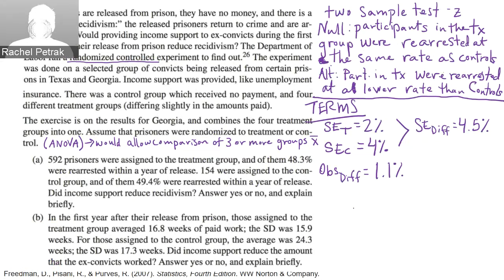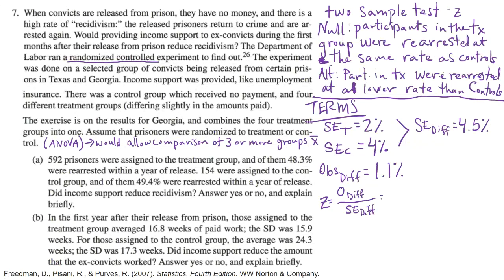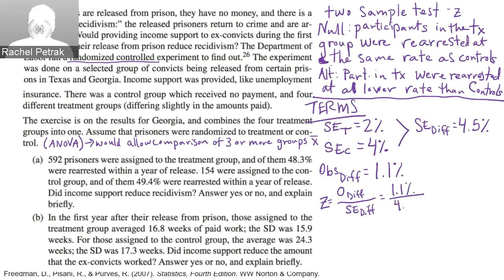So we can see this is very small. It's just a fraction of a standard error, but we can do our formal test anyway and see that our observed difference over our standard error of the difference, if you look at it in rate form, you can see this is clearly not going to be significant. And it, in fact, gives us a z-score of 0.24.